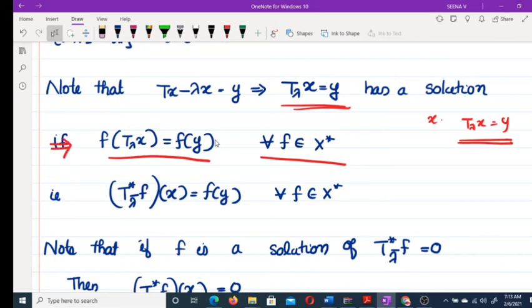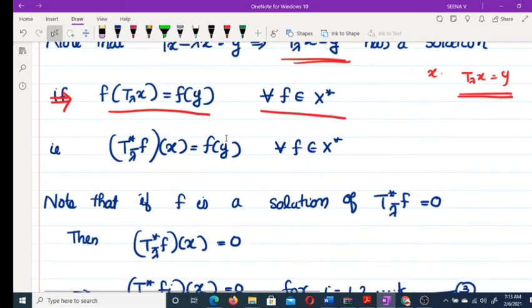So you can write it as implies. That is what is about f of Tx. We have T star φ equal to φ of x. Therefore f(T_λ x) you can write as (T* − λ̄) f of x. Actually, this is T_λ star φ, and T_λ star is (T* − λ̄) φ. Here for φ we have f. So (T* − λ̄) f of x equals f of y for every f belonging to X star.